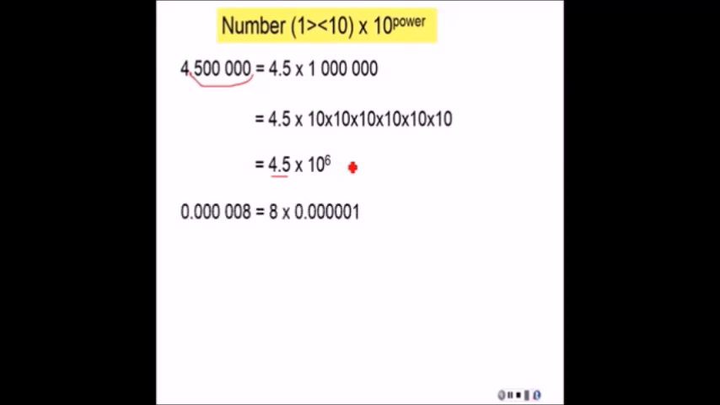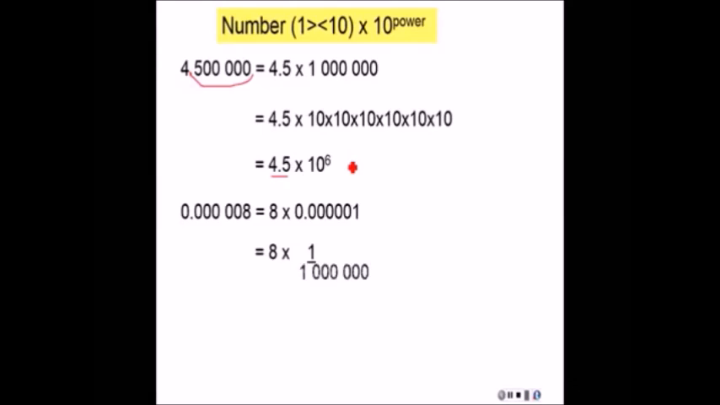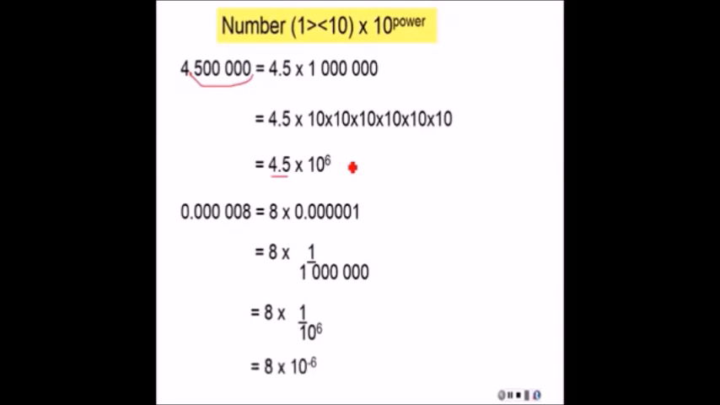Now let's look at the other number. So now we have 8 millionths, which can be written as 8 times 1 millionth. And I'm going to work on the 1 millionth. So 1 millionth can be written as 1 over a million, or it can be written as 1 over 10 to the 6th. Now 1 over 10 to the 6th can be written as 10 to the negative 6th. So this negative sign down here, that just means 1 over.